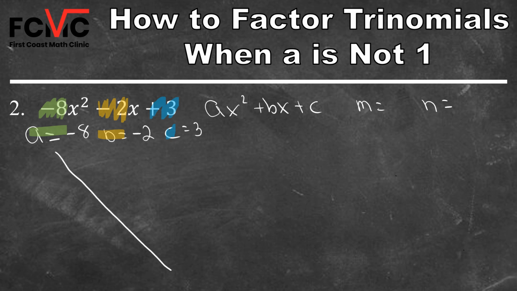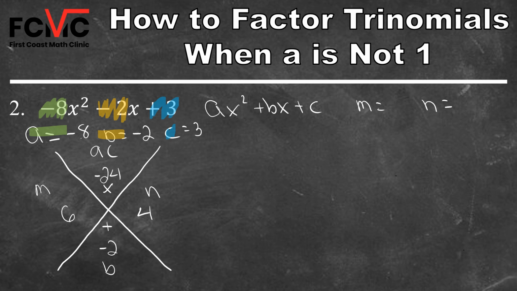So let's use that to find our value of m and n. So AC is here, B is here. Negative 8 times 3 is negative 24. We want two values that multiply to negative 24, and B is negative 2. We want two values that add to negative 2. So the most obvious combination that I see for m and n is 6 and 4. So if I want them to add to negative 2 but multiply to negative 24, that would have to be negative 6 and positive 4. All right, so that's going to be my combination. M is negative 6 and n is positive 4.